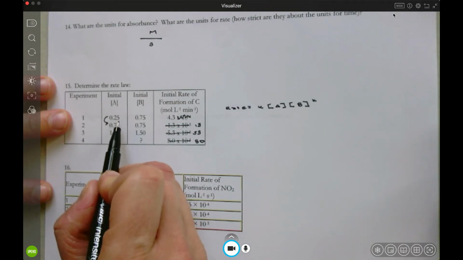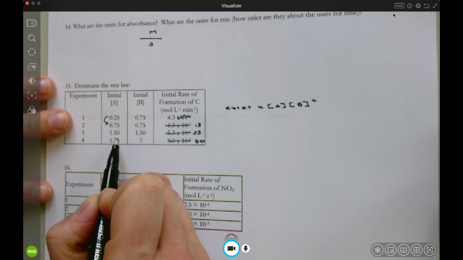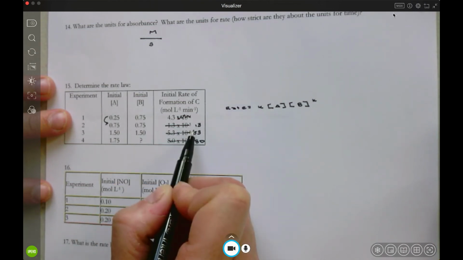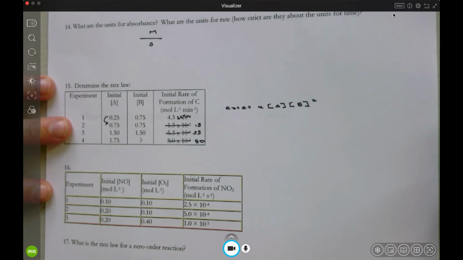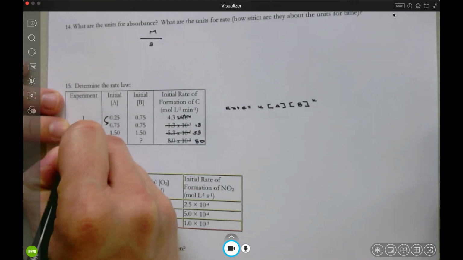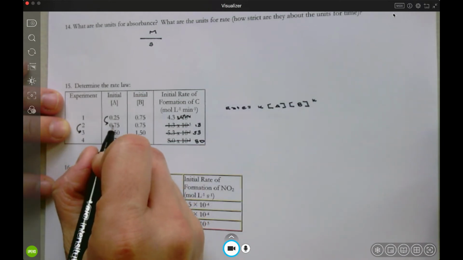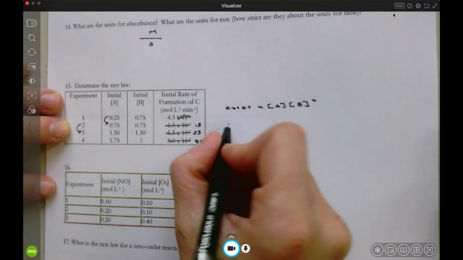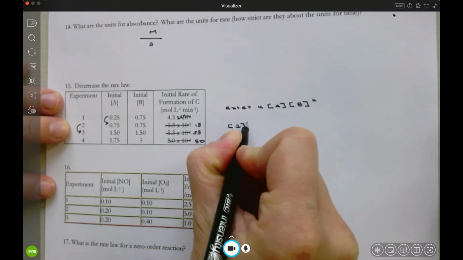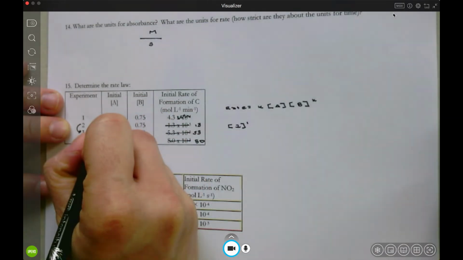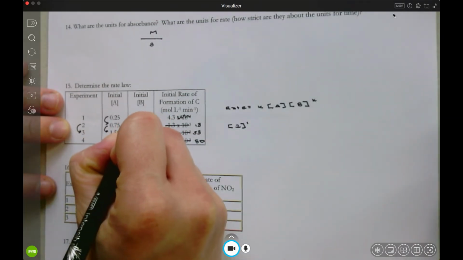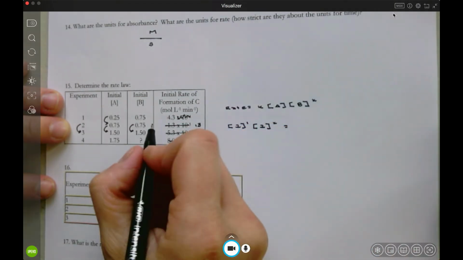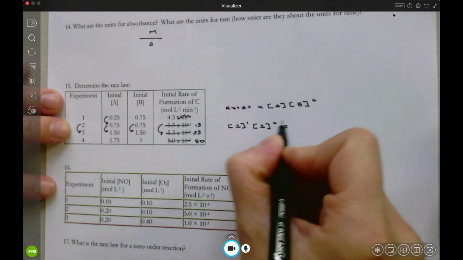Notice my concentration of A never stays constant, which means I can't easily just see what happens to my concentration of B and then compare that to what happens to my rate. So what I'm going to have to do is take 2 trials. I'm going to go from experiment 2 to experiment 3. And what you notice is for A, the concentration doubles. I know it's first order. So from 2 to 3, B also doubles, and my rate goes from 13 to 53, so it quadruples.